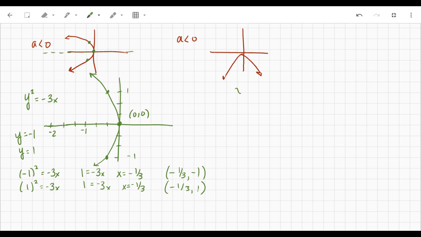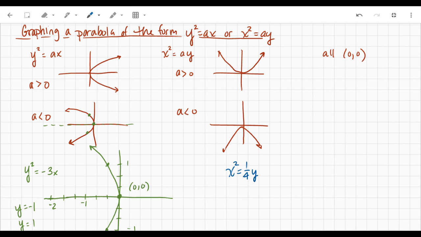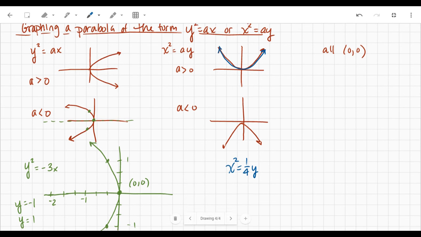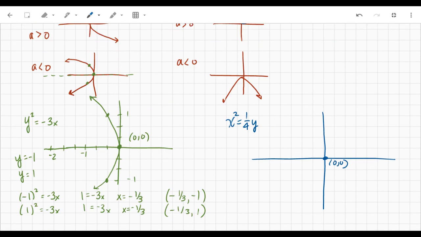If it were x squared equals 1/4 y, okay, you know what? I'll switch colors so that doesn't get confused with the other one. X squared equals 1/4 y. Okay, so that's going to be like this guy, the upper right-hand corner, because it's x squared equals ay and a is positive. Okay, so again, we know our vertex will be at (0, 0). And we know that it's going to open up like that.